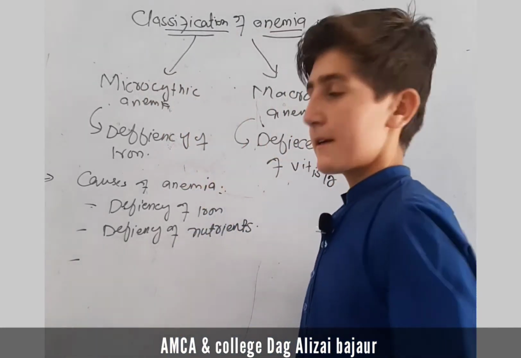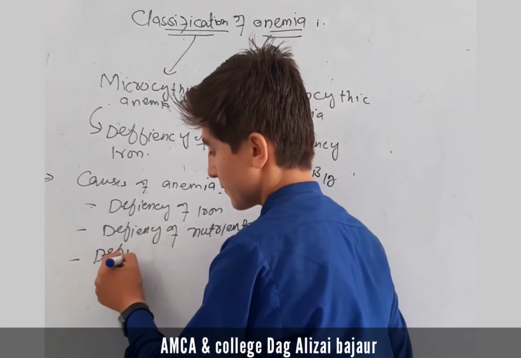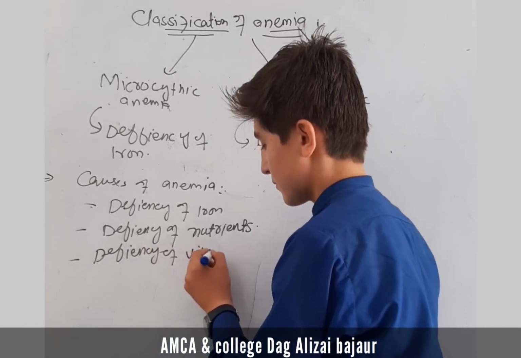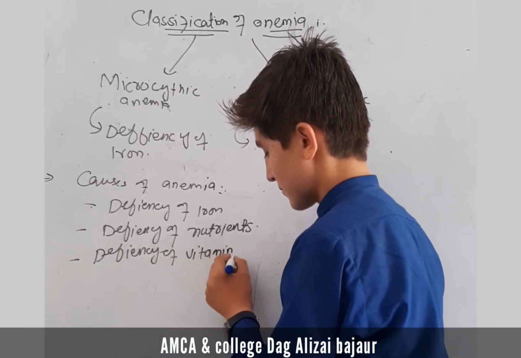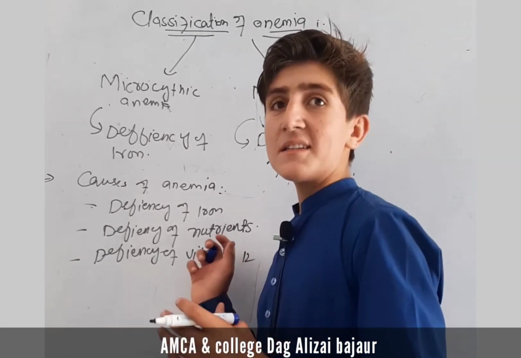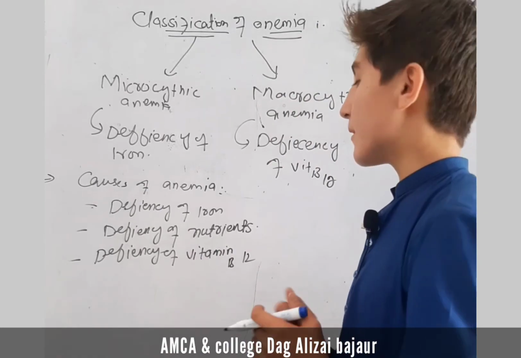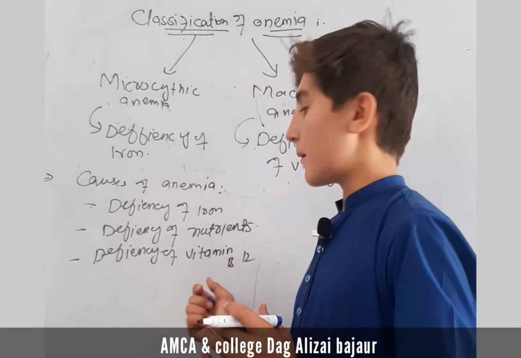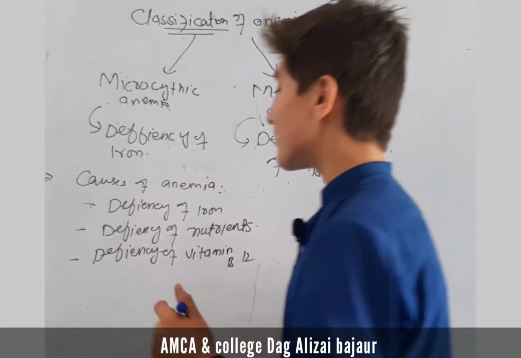Now, another one is deficiency of vitamin B12. Deficiency of vitamin B12 causes anemia. When deficiency of vitamin B12 becomes, then anemia has already become.